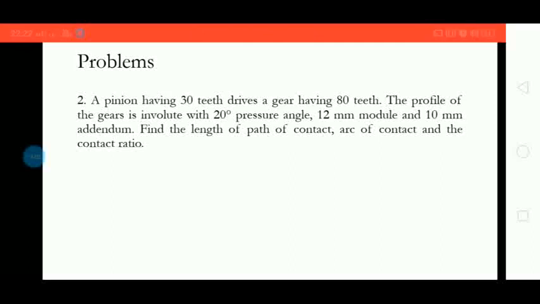That's the first answer. Then what is arc of contact? Path divided by cos phi. So you'll get arc of contact. Finally, what is contact ratio? Number of teeth in contact. That is equal to arc of contact divided by circular pitch. Remember, circular pitch is pi times module. So you'll get the third answer.